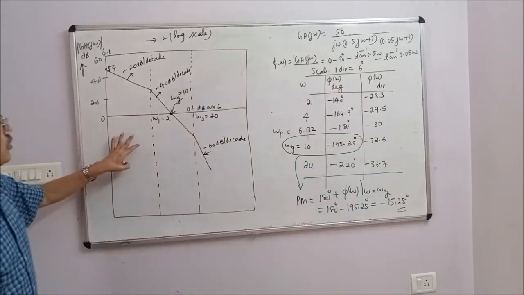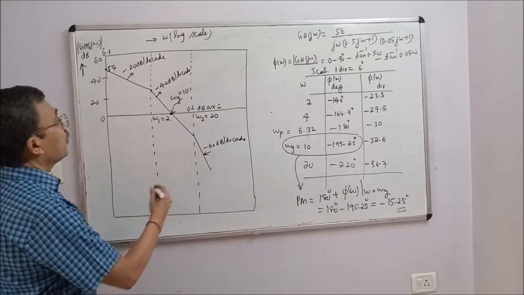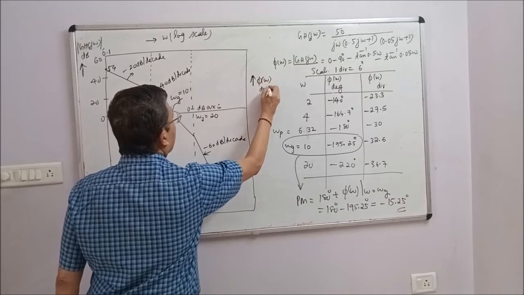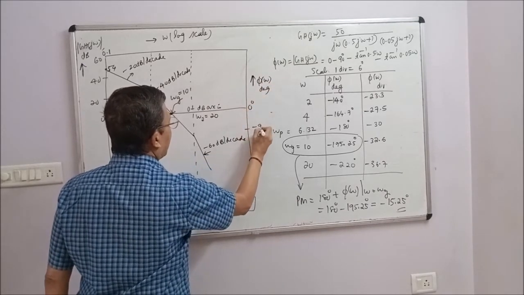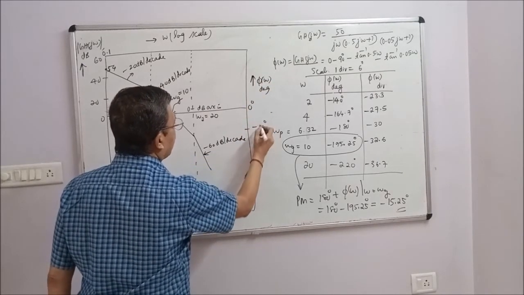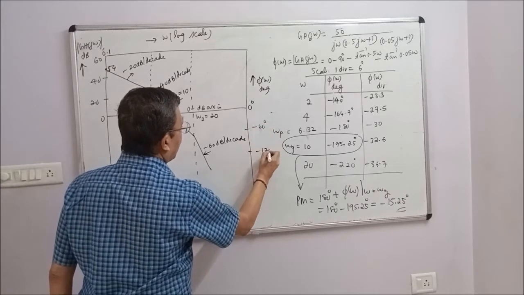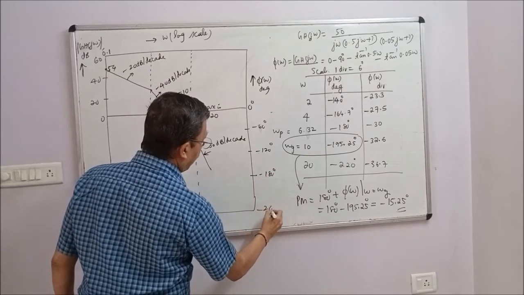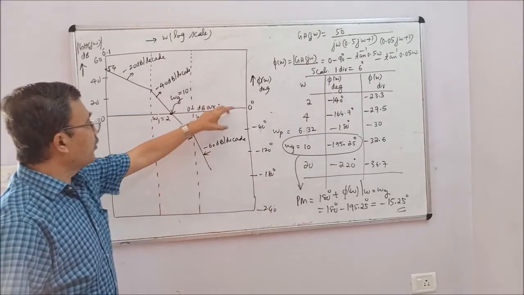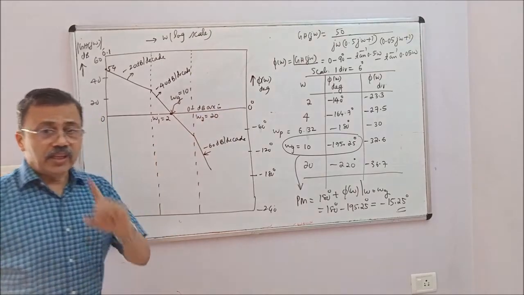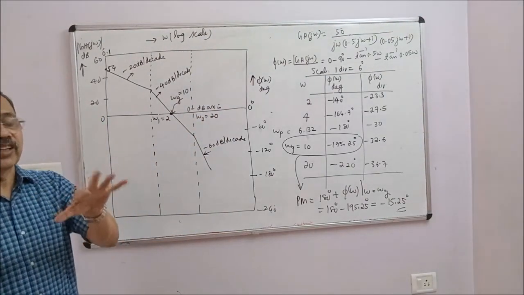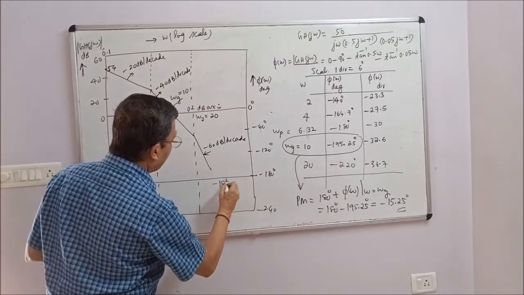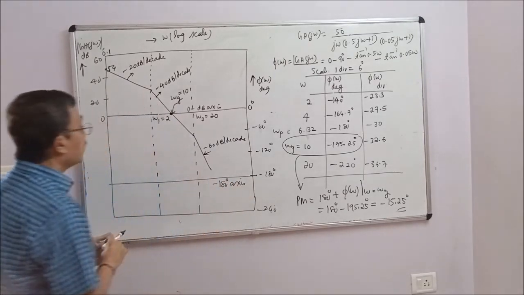Now on the same semilog sheet, we'll plot the phase plot. Y-axis is phi of omega in degrees. This is 0 degrees, minus 60 degrees, minus 120 degrees, minus 180 degrees and minus 240 degrees. Between 0 and minus 60 degrees, we have got 10 divisions. Each division is equivalent to 6 degrees. At minus 180 degrees, I draw a horizontal line and it will be called the minus 180 degree axis.